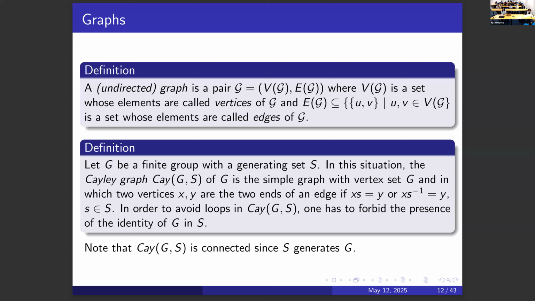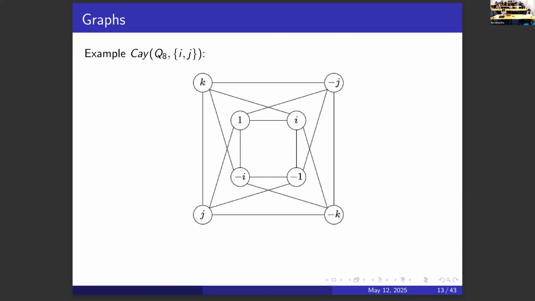Note that every Cayley graph is going to be connected, because you can connect any element through some sort of path. So this graph will always be connected. An example would be this, the Cayley graph of Q8, which I showed you earlier.